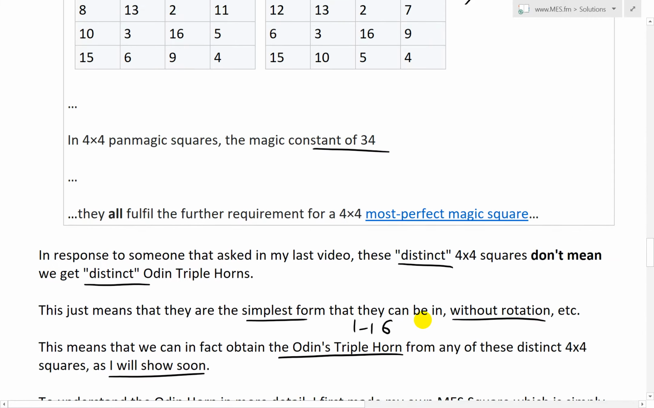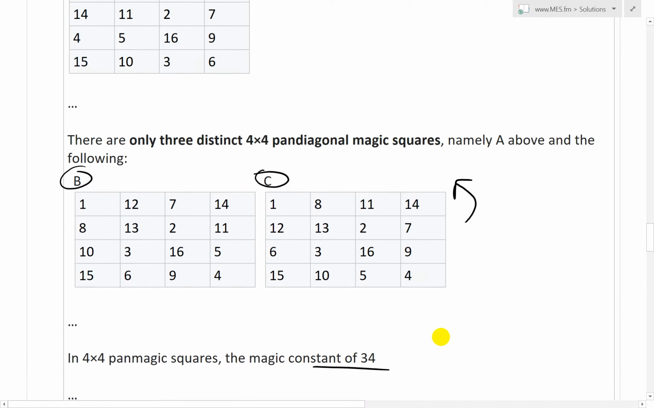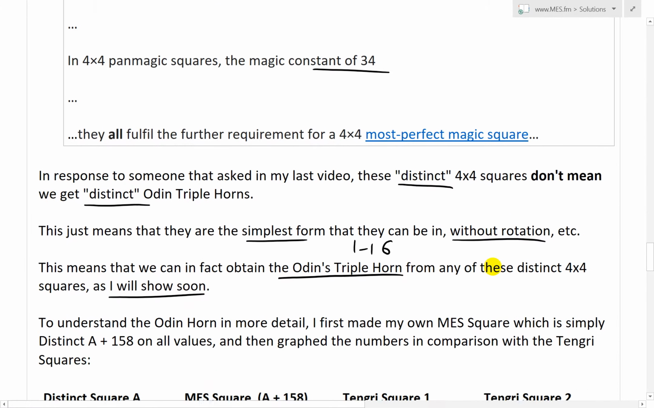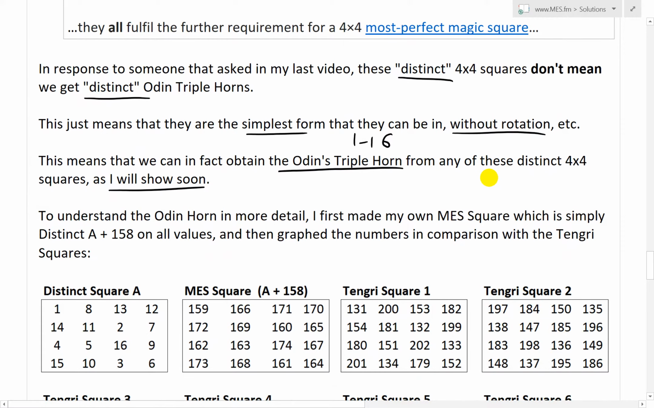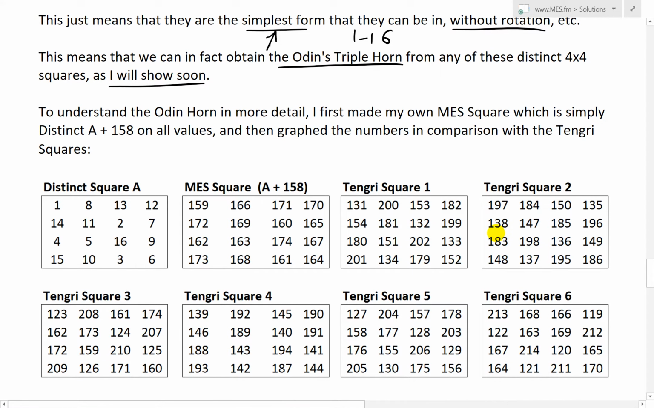This just means, again, when you play around with it and add matrix transforms, the simplest you'll get is these 3. They don't mean that they're distinct in the sense that you'll get distinct results. It's just that they are the simplest that you can transform any of these most perfect squares to. And again, I'll show that in the Excel file at the end of this video.